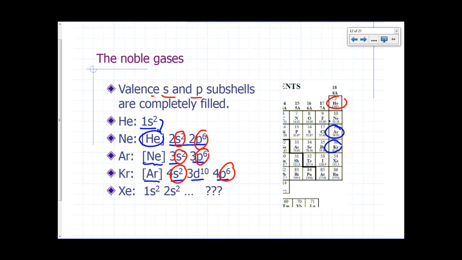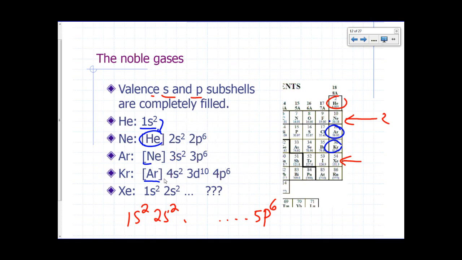So xenon, what's the last thing you're going to write if you were to write the electron configuration for xenon? You're going to say 1s2, 2s2, and so on and so forth. Based on the pattern here, you'll see the last thing you'll have to write is 5p6. Look at neon right here. Neon is row number 2.